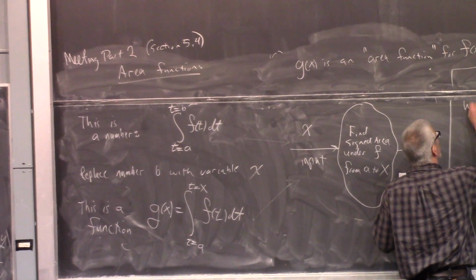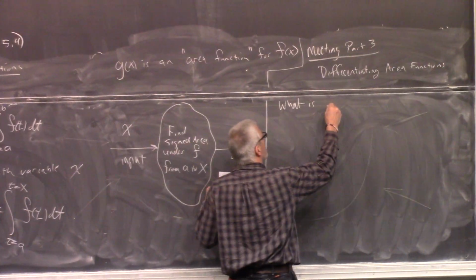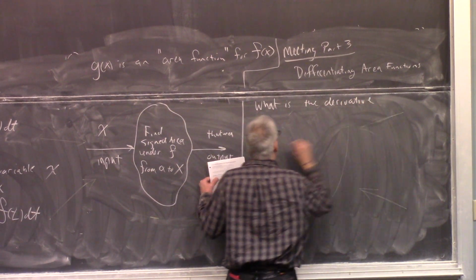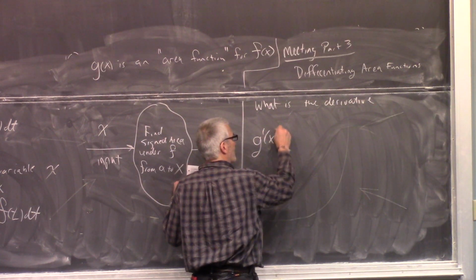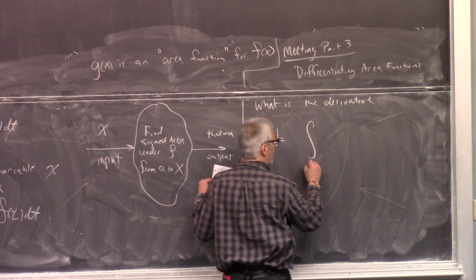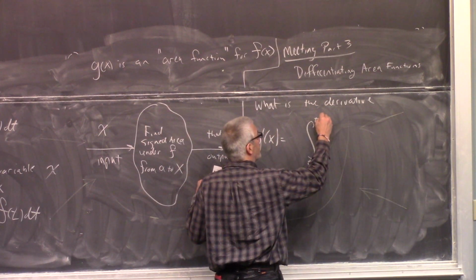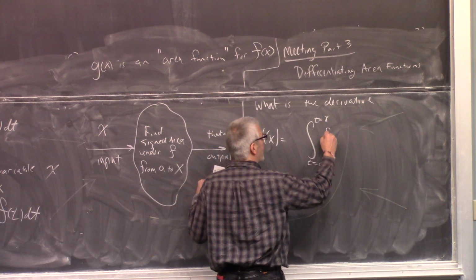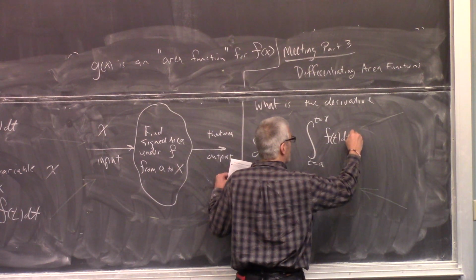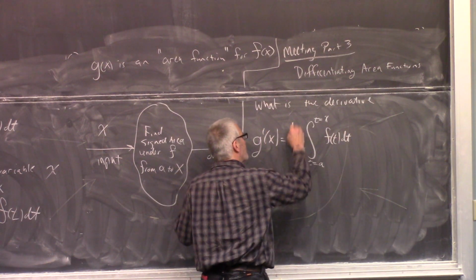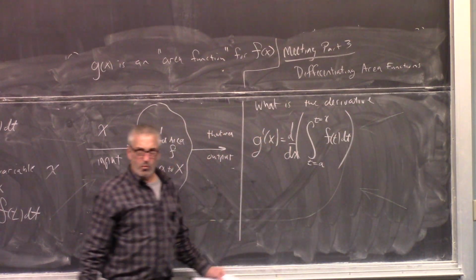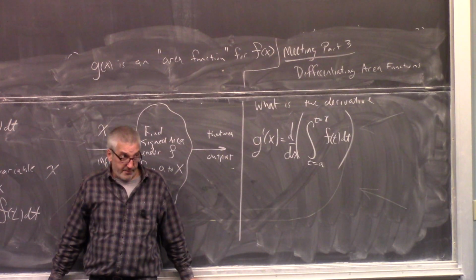So what is the derivative g prime of x? So in other words, get the expression that represents g of x. The integral from t equals a to t equals x of f of t, and park this in front of it, d dx. What is that? Now, this is a blast from the past.